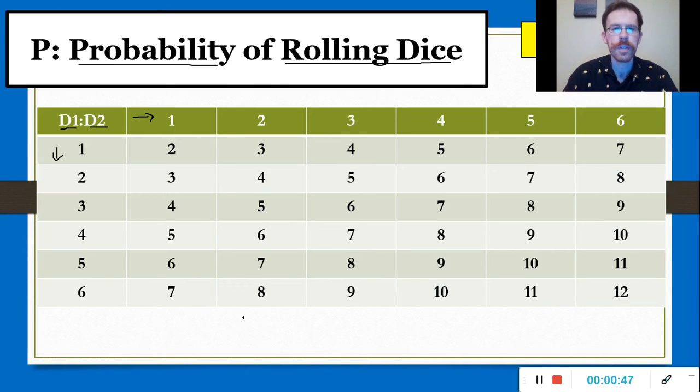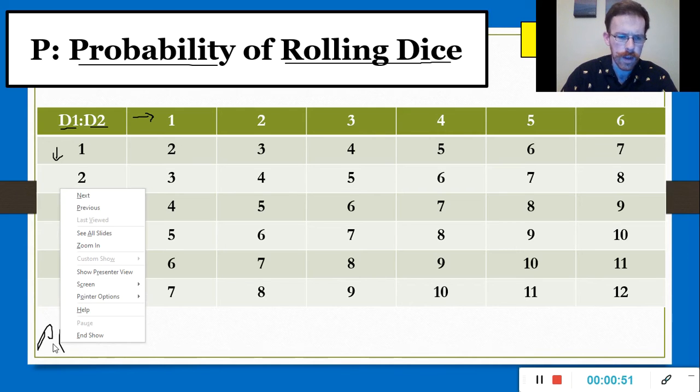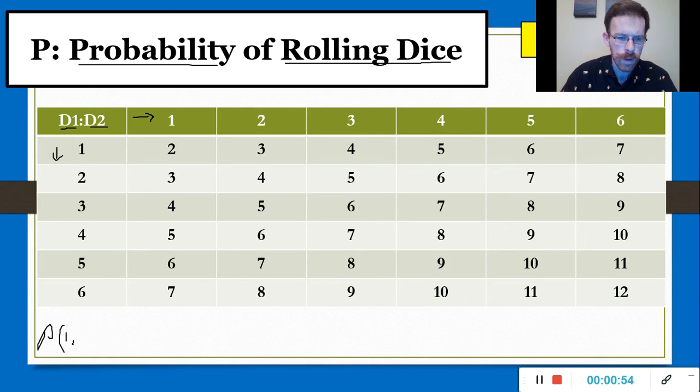Now, the first thing you should notice is that the probability of getting a 1 or a 13 is equal to 0, because, ladies and gentlemen, there's no way you can get a combination of any number greater than 12 or less than 2 when rolling two six-sided dice and adding their combinations together.